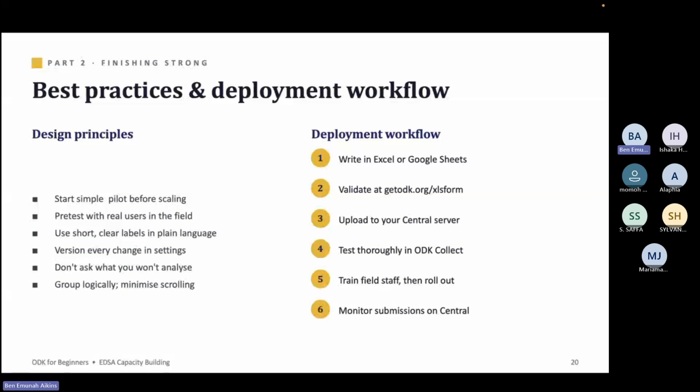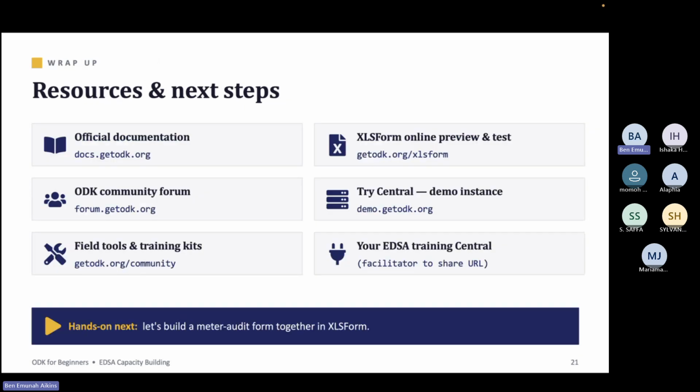So the deployment workflow, I've already gone through it. We write in either Excel or Google Sheet. We validate our form. When you push the form onto Central, it will validate the form, and if there's an error, it will throw it back. So we have to rework it and push it in again. That is also when we upload the data onto the server. We have to test with ODK Collect on our phones to make sure everything works well, and then we are ready for rollout and submission.